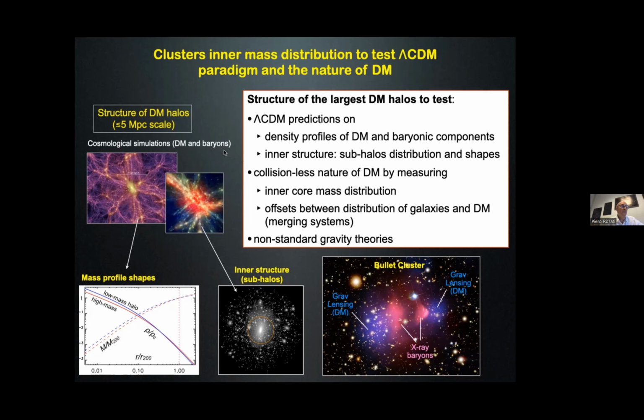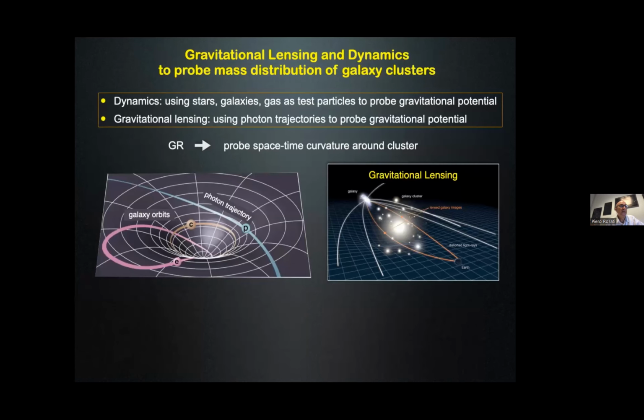So we've seen that standard lambda CDM simulations have produced these Navarro-Frenk-White-like profiles, it's just a fitting formula, generally with a cuspy halo, although the cuspiness of this halo, the core of this cluster, is modulated by the baryonic effects. So let's then see how we can investigate this.